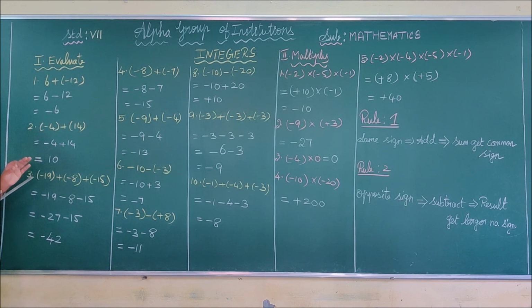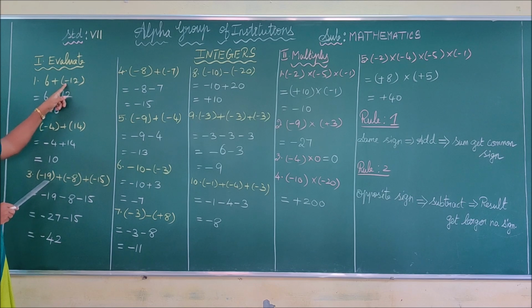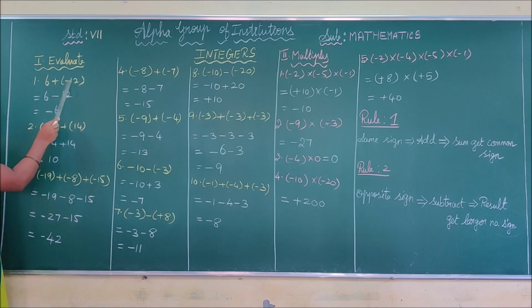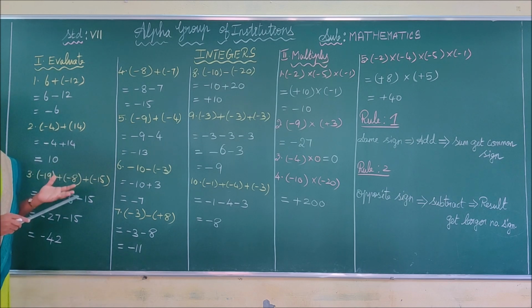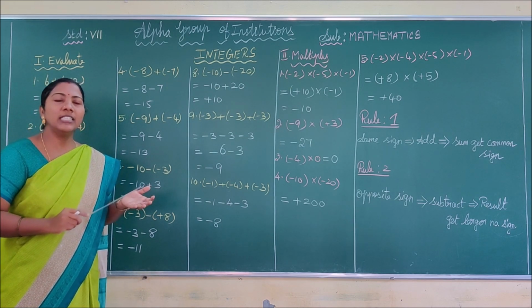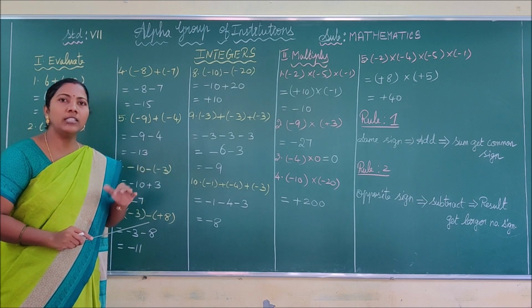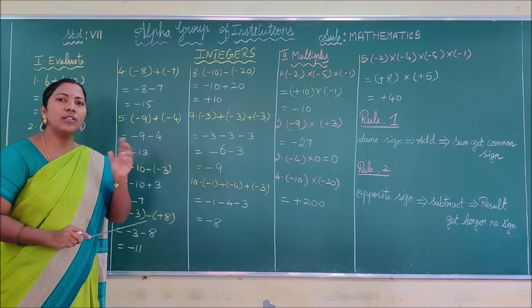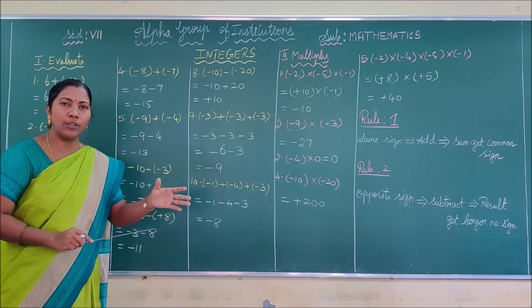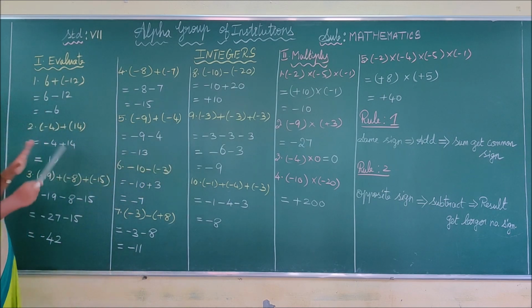Is it clear, children, how to remove the brackets? Before you remove the brackets, you have to multiply the signs. Okay, plus into minus. Here the multiplication of signs follows the multiplication rule. What is the multiplication rule? Plus into plus, minus into minus, plus into minus, minus into plus, gives minus. That is, different symbol multiplication gives negative. Same symbol multiplication gives positive. Is it clear, children?